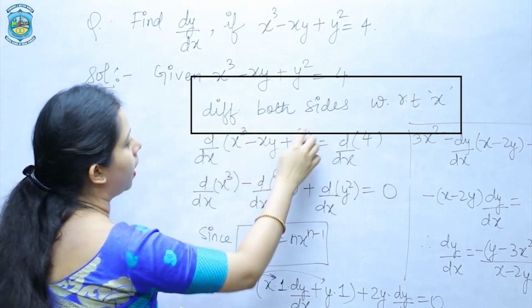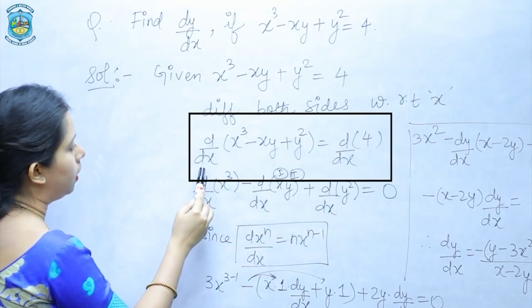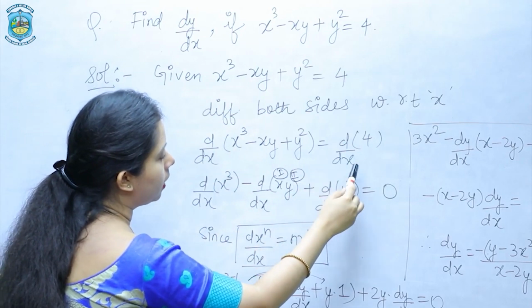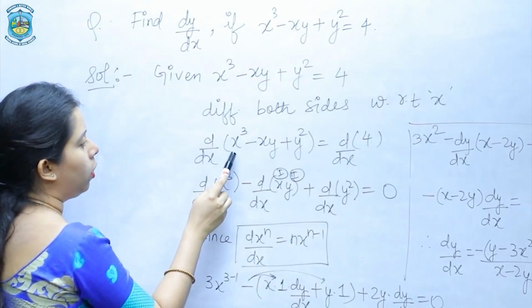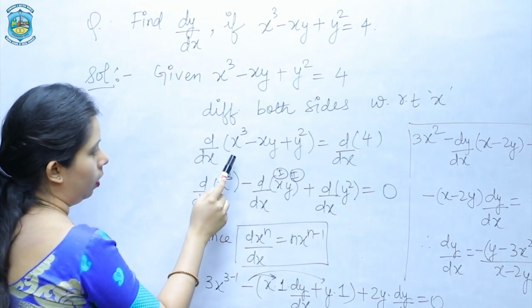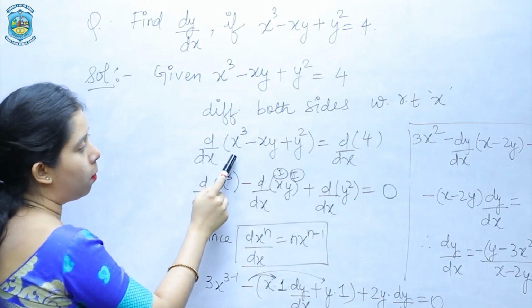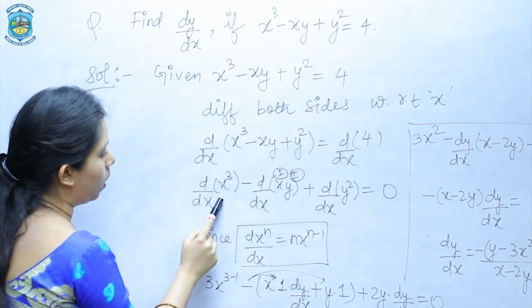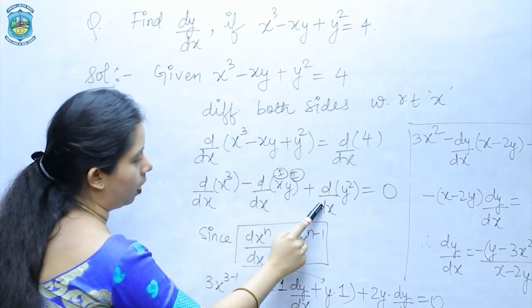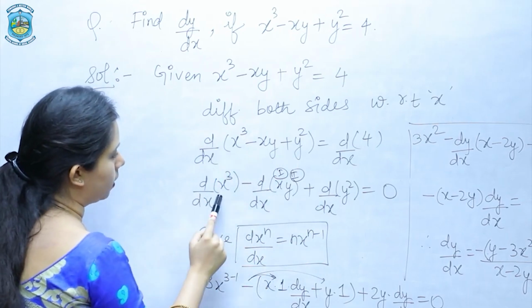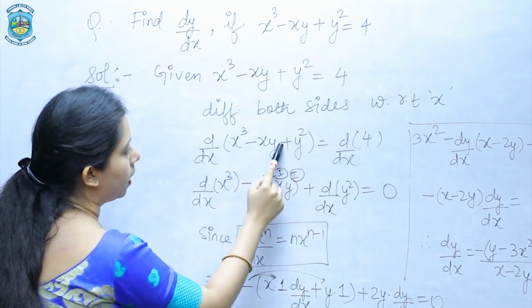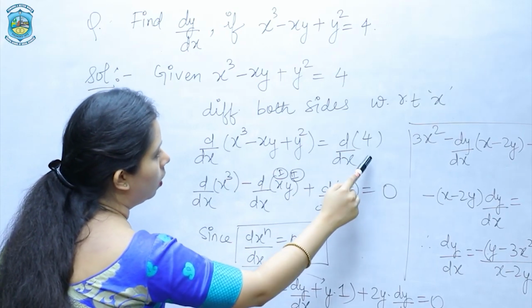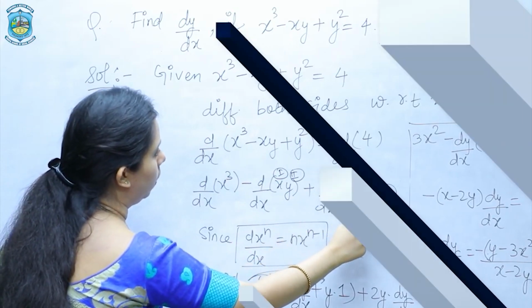So, differentiating both sides with respect to x, we will get d by dx of x cube minus xy plus y square is equal to d by dx of 4. So, here we will use the rule of differentiation for sum of functions. So, the derivative of sum of functions is equal to the sum of the derivatives of the functions. So, here that would become d by dx of x cube minus d by dx of xy plus d by dx of y square is equal to, differentiation of a constant is 0.